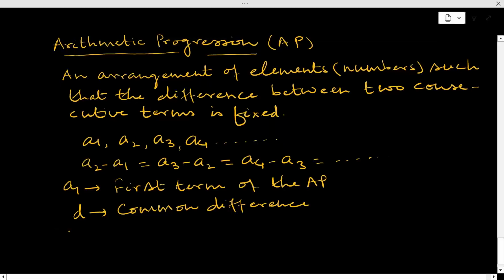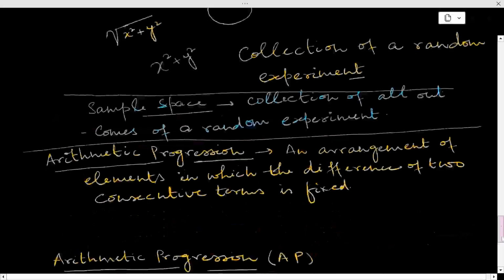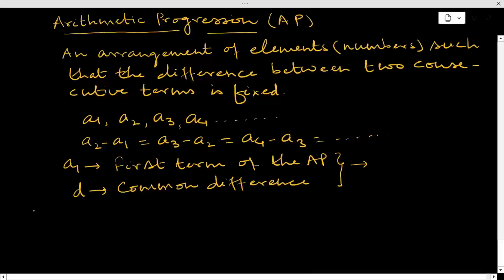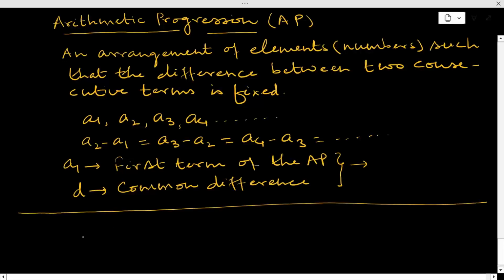Now in order to determine an AP, we need clear information on a1, the first term of the AP, and the common difference of the AP. Next we can have some simple problems on this AP. In many cases we are given an arrangement and we have to verify whether the given arrangement is an AP or not.